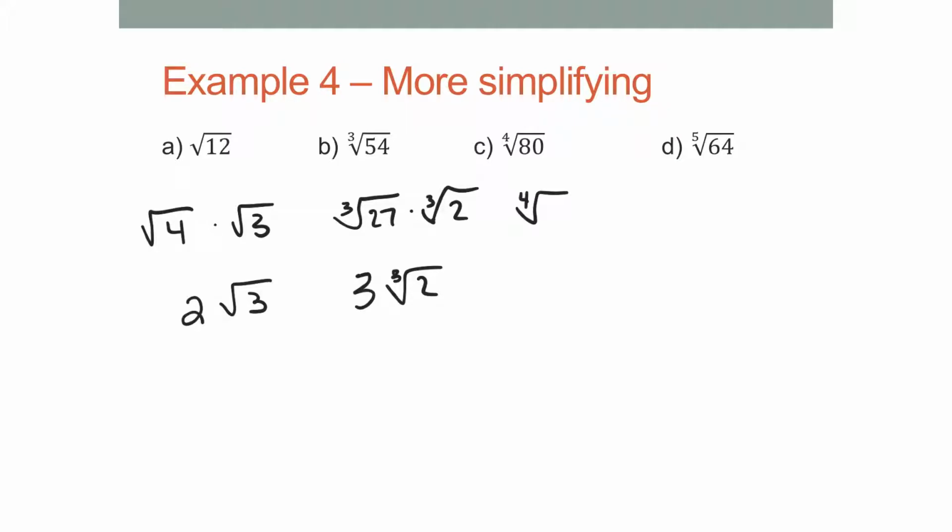So 4th root of what is 2? 4th root of 16. So is 16 times something 80? 16 times 5 is 80, right? 4th root of 16 is 2. 2 times the 4th root of 5. You may take a minute to think about that one. You may even rewind this video and listen to me explain that one more time.